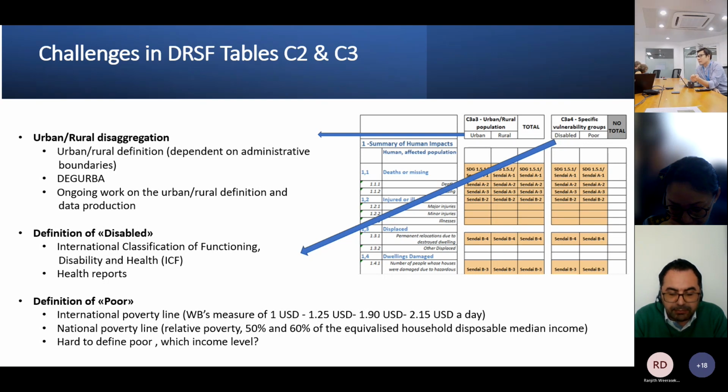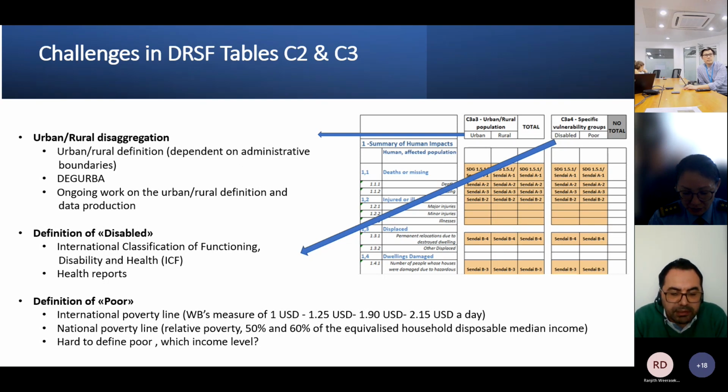Lastly, defining the poor can also be a challenge while producing the disaggregated related statistics. As you know, according to the World Bank's measure of poverty, which is linked to $2.15 a day, the population living on less than this amount a day, with the 2017 purchasing power parity, is considered as poor. Due to this definition, nearly zero population can be considered as poor in Turkey. But we also have our national poverty lines.